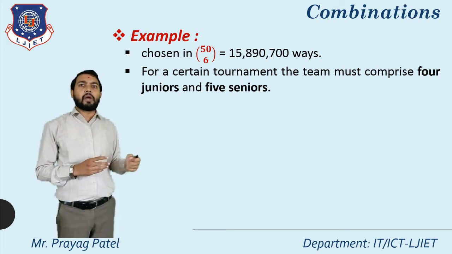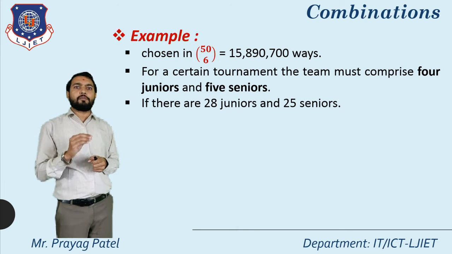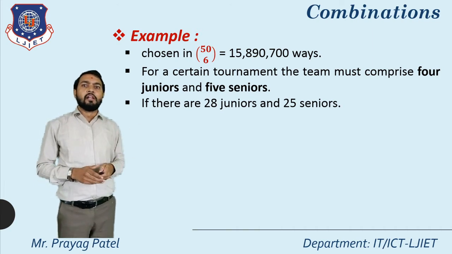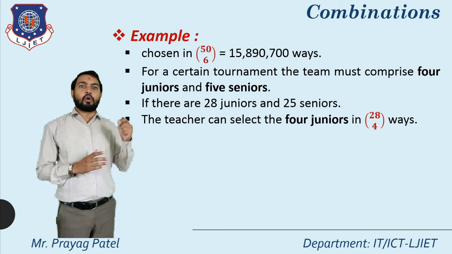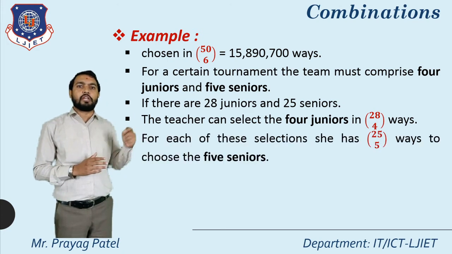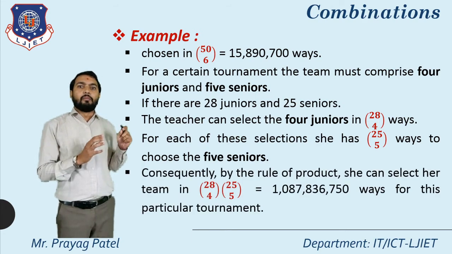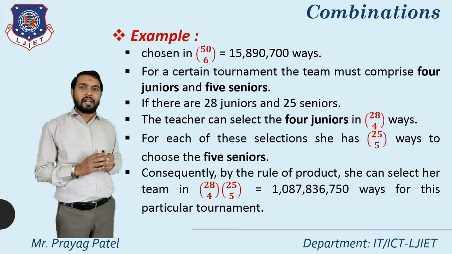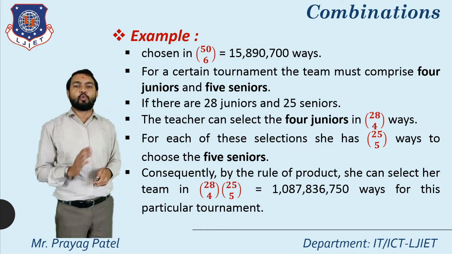For a certain tournament, the team must be selected with 4 juniors and 5 seniors. So you have to select 4 students from the juniors and 5 students from the seniors. Then what is the probability? For that we can say that 28 juniors are available. So from the 28 you have to select 4 and from the 25 you have to select 5. So this combination is C(28,4) and C(25,5). After that, the multiplication of these two is considered the final answer. So multiply these two, then we will get the answer as 1,087,836,750 ways for this particular tournament.